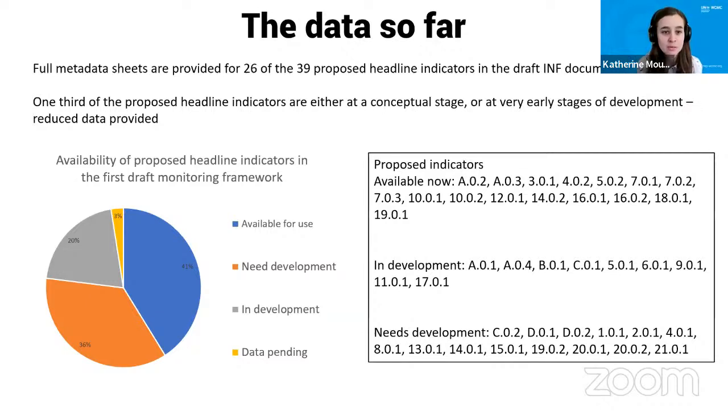If we look at the box on the right of the screen, this is just a breakdown of the indicators. You don't need to get too bogged down with the numbers, but I'll just draw your attention to the bottom line. These are the indicators that are in development, needs development even. And you can see that goal D and targets towards the end of the framework, so that's 19, 20 and 21, these all currently need development and there aren't indicators available. Next slide, please.